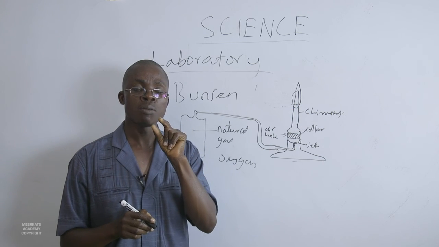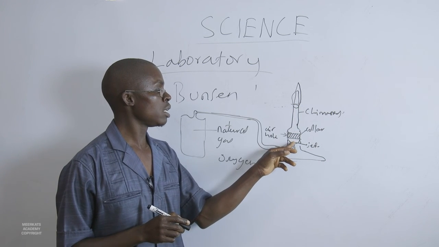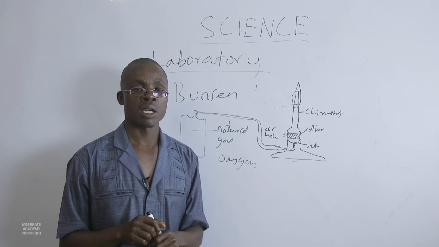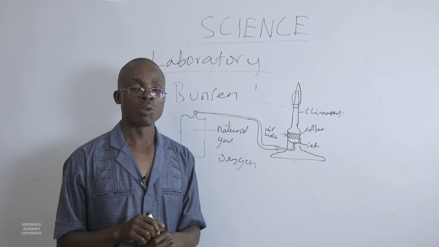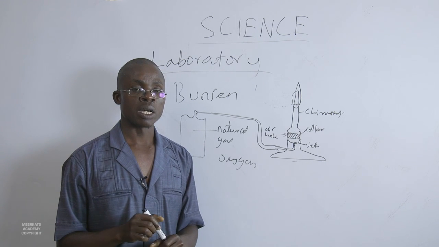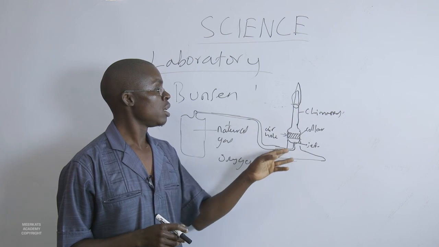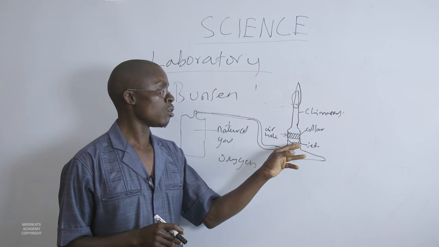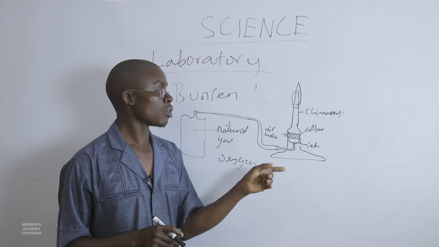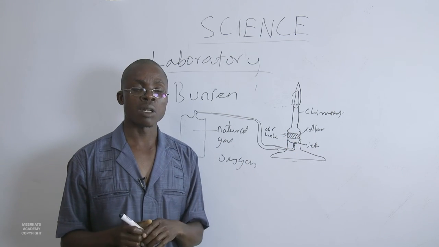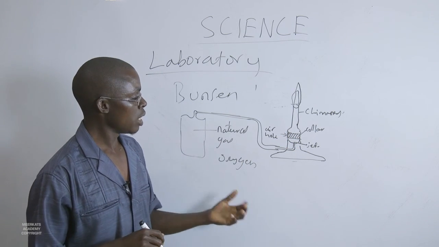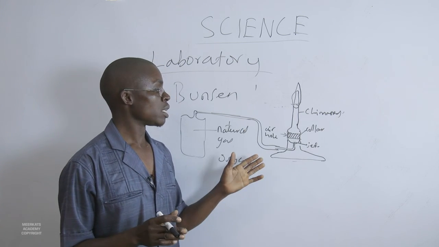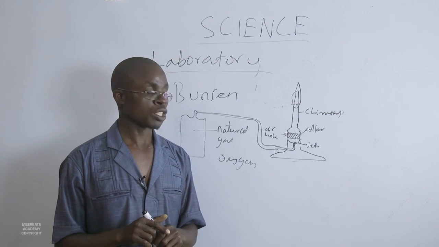If it doesn't come with a high pressure, it will burn on the jet, a condition we call striking back, and it is not a good one. Striking back is the situation whereby instead of the flame burning on top of the chimney, it goes to burn on the jet. That shows the gas is not coming in with a lot of pressure. Then we have the base, which holds the Bunsen burner in position.